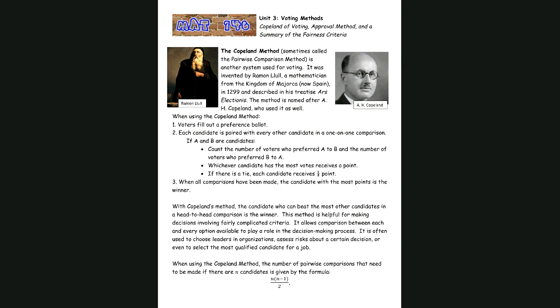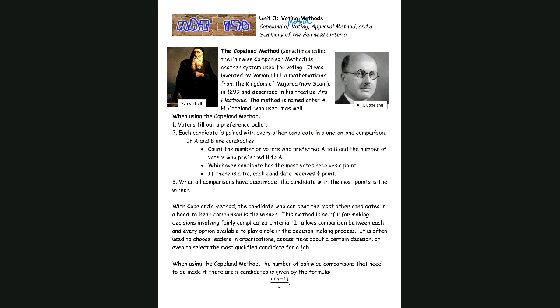Okay, so we've been talking about voting methods, and the last two voting methods that we're going to talk about, that should say Copeland method. I always say one of these days I will give you a handout that has no mistakes in it, but don't hold your breath for that. So the Copeland method of voting, the approval method, and then a summary of the fairness criteria.